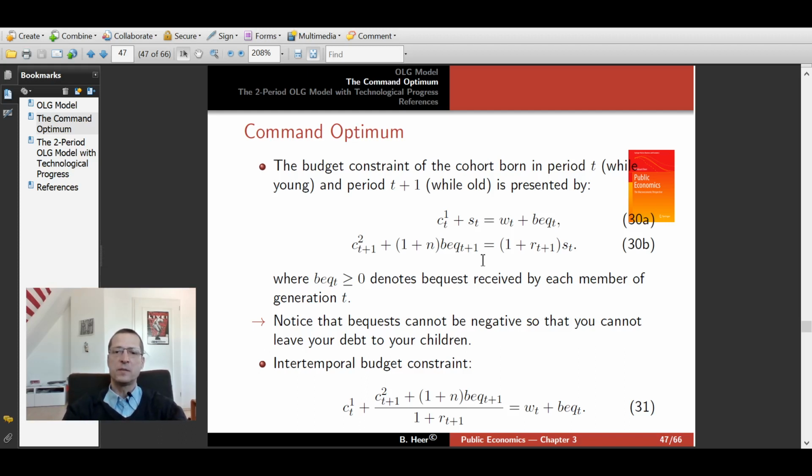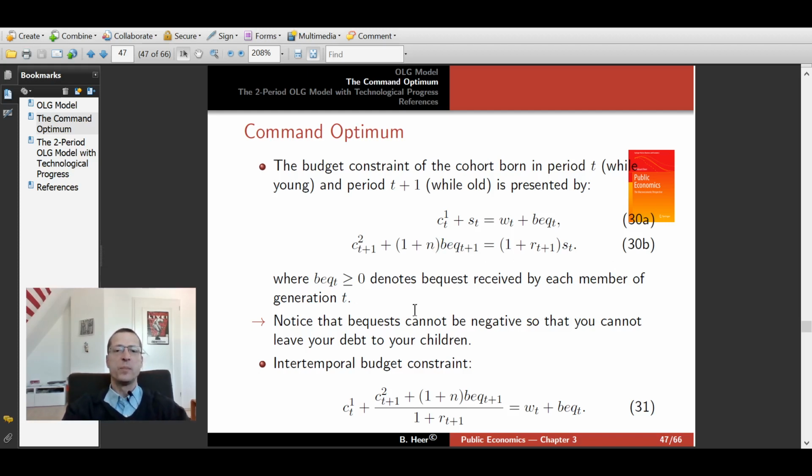In the next period, our income is equal to savings s_t and interest on savings, (1 + r_{t+1}) times s_t. We spend it on consumption c_{t+1} and leave it to our children so that each child gets the bequest b_{t+1}. Since we have 1 plus n children, we have to multiply the variable b_{t+1} in equation 30b by the factor 1 plus n.